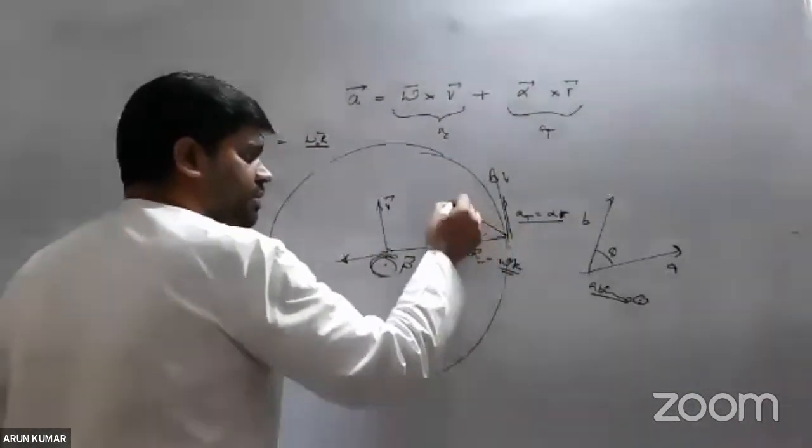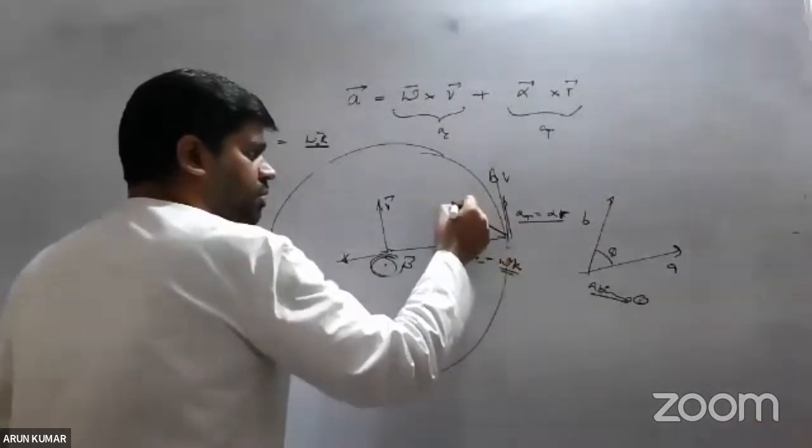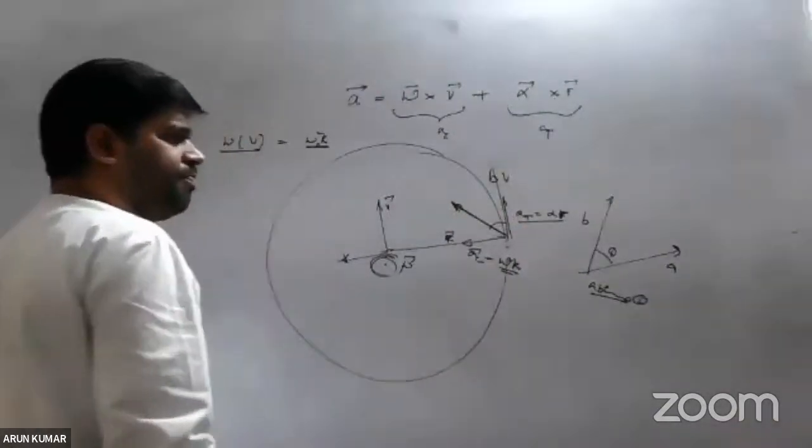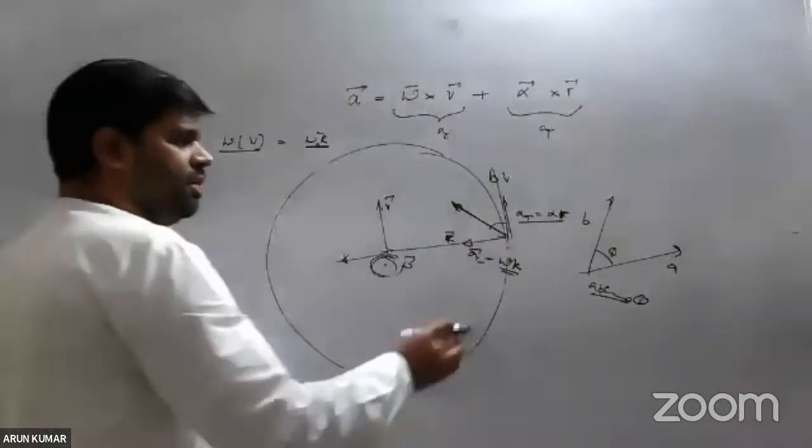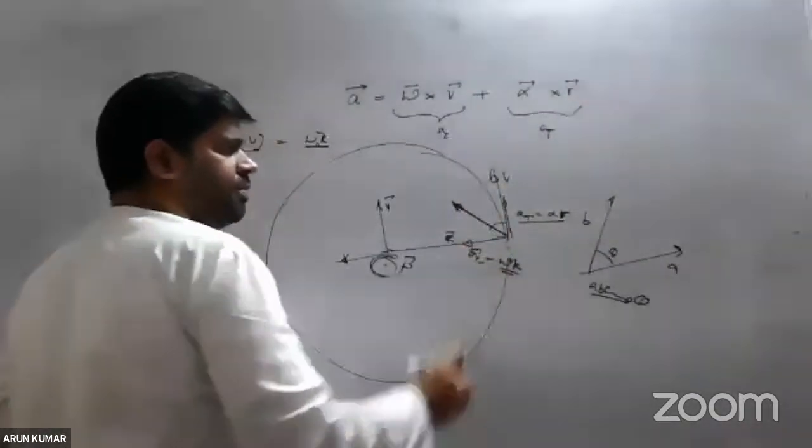Resultant acceleration is somewhere here, which makes an angle with the tangent. How will I get the resultant acceleration? Pythagoras theorem: this square plus this square, under root.